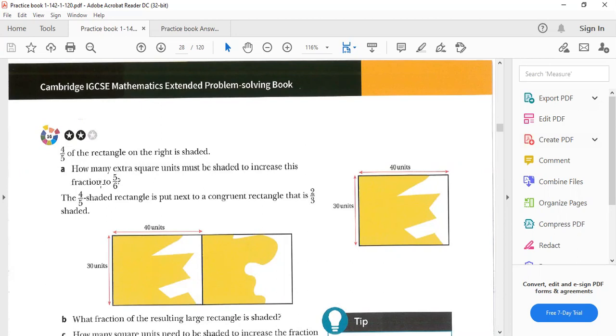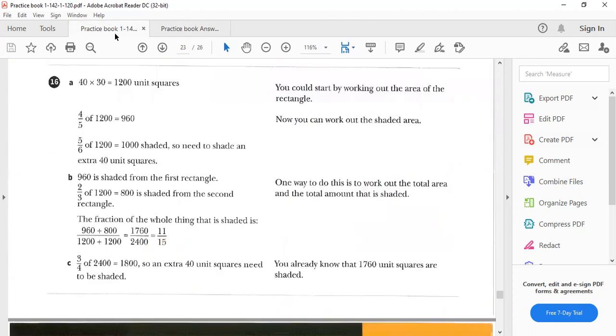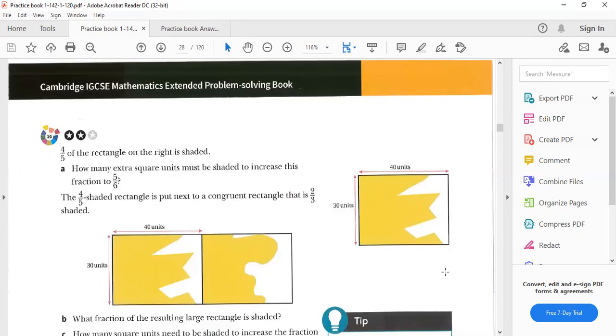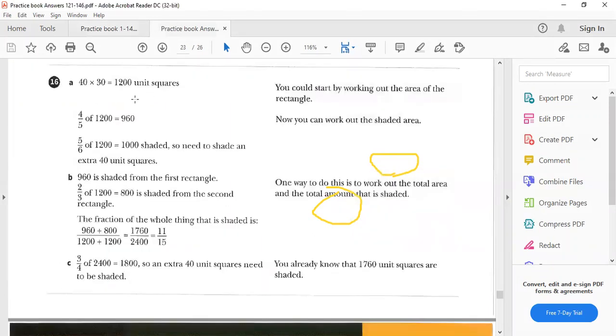If we want to make it the same, the 4 by 5 shaded rectangle is put. Now first of all, we have two things here. Here is 40 by 30, because it is already mentioned here. We know we have 40 as well as 30, so we first multiply them. So we will get 1200 unit squares. This area has 1200 unit squares.